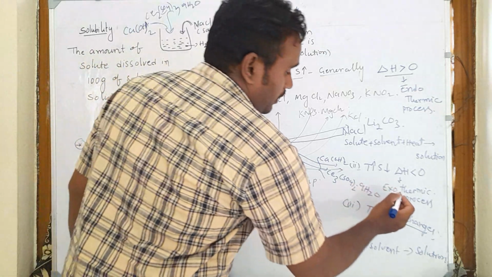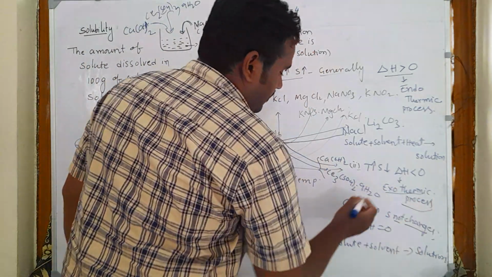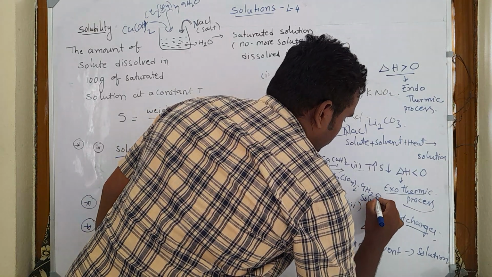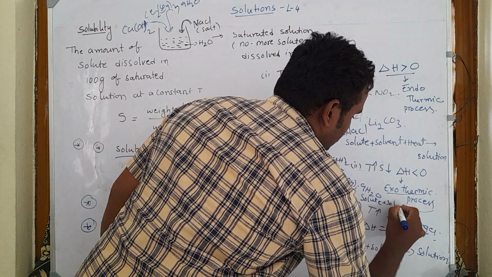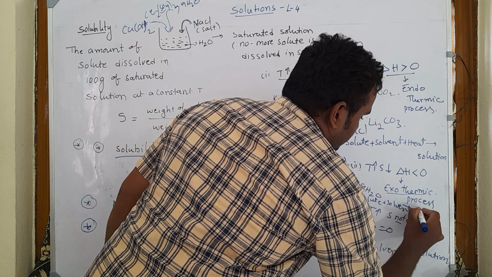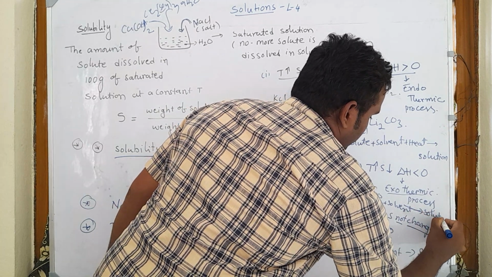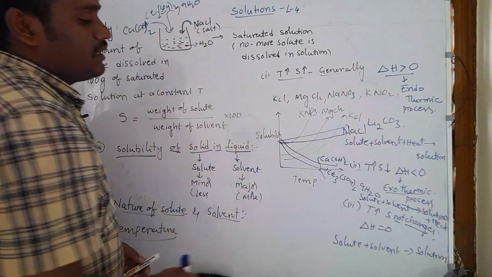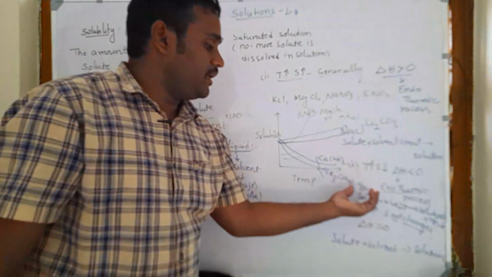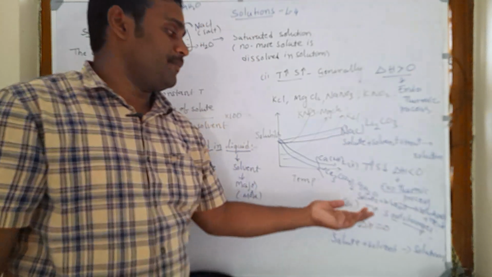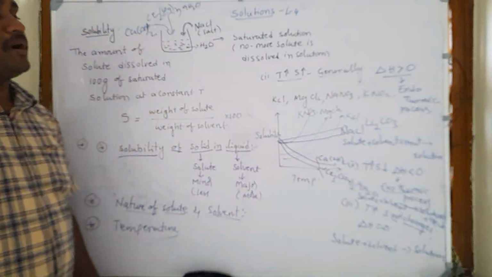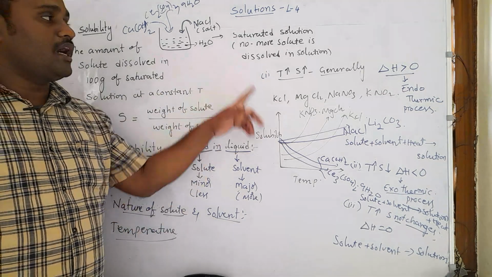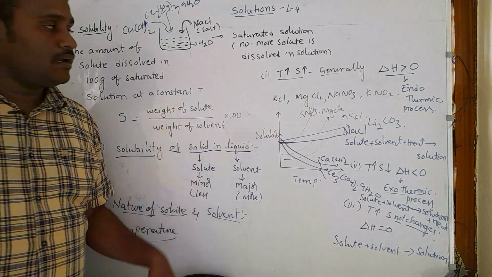Next, in an exothermic process, what is happening? In an exothermic process, solute plus solvent gives rise to solution plus heat, which means they are releasing heat energy. Again, if you supply heat energy here, what happens according to the Le-Chatelier principle? The reaction goes backward. This is about the effect of temperature on the solubility of solids in liquids.